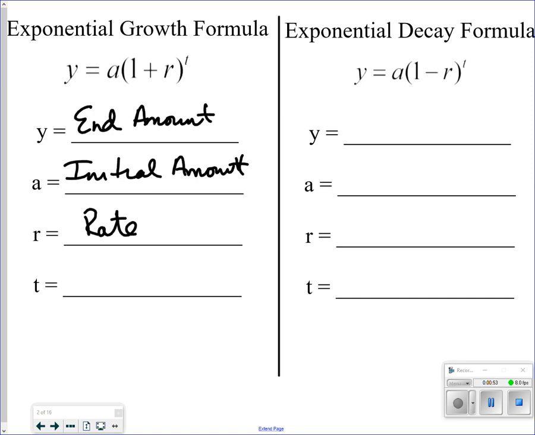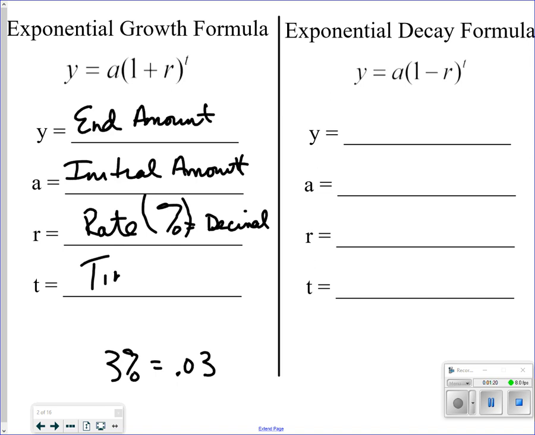R is the rate. Now, a lot of times they will give you the rate as a percent. And so when you put it in this particular formula, you need the rate as a decimal. So if I said 3%, that's the same as 0.03 as a decimal. So again, R is rate as a decimal. So you need to be careful there that you need to turn your percentages into a decimal. T is time.